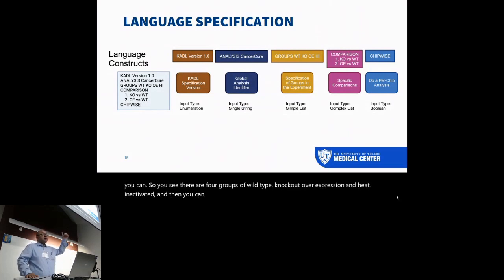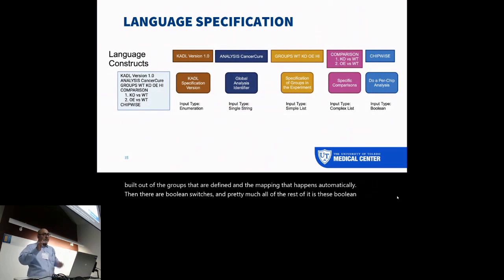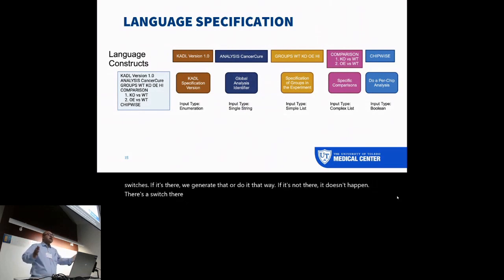And then you can also have more complex lists. These are supposed to be just built out of the groups that are defined, and the mapping that happens automatically. Then there are Boolean switches, and pretty much all of the rest of it is these Boolean switches. If it's there, we generate that or do it that way. If it's not there, it doesn't happen. There's a switch there that says heat map, which generates the heat map that you saw earlier. If it doesn't say heat map, we don't generate a heat map.